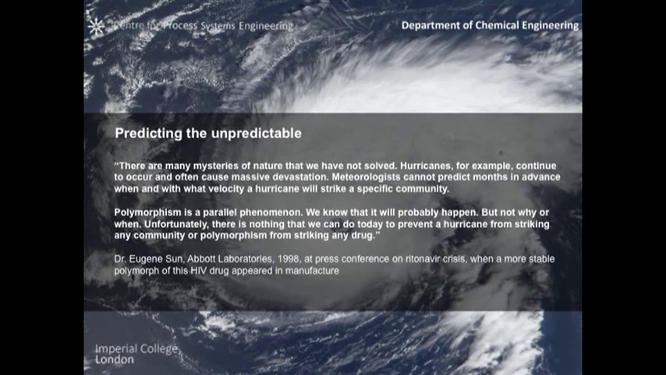Polymorphism is a parallel phenomenon. This is a very strong statement. We know that it will probably happen, but not why and when. Unfortunately, there is nothing that we can do today to prevent a hurricane from striking any community or polymorphisms from striking any drug. So is there nothing really that we can do about this?